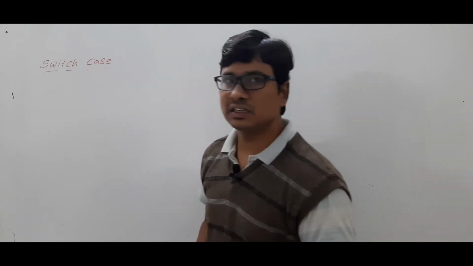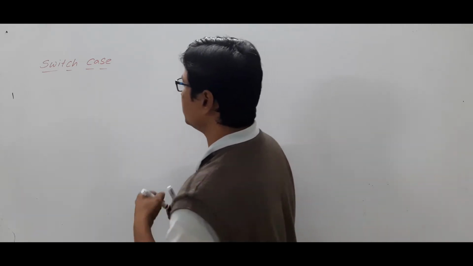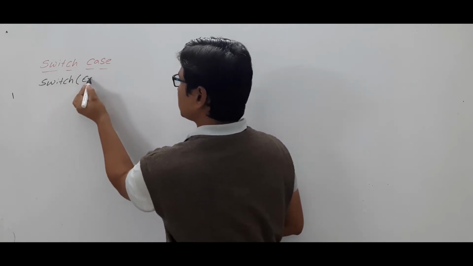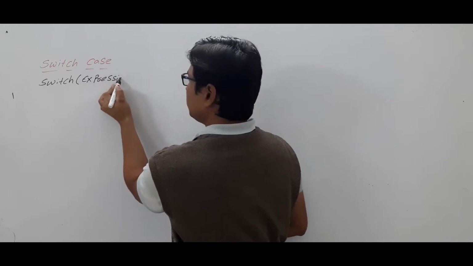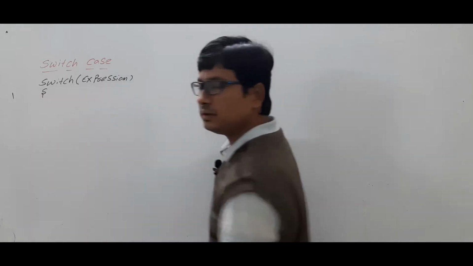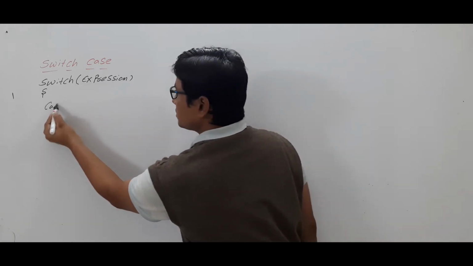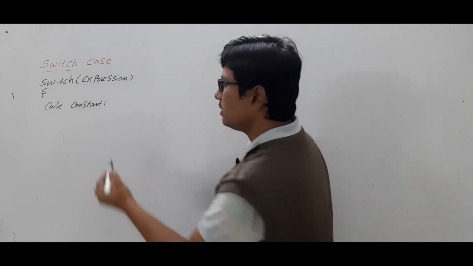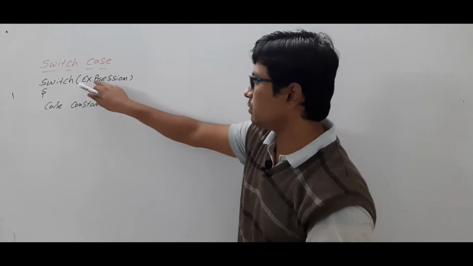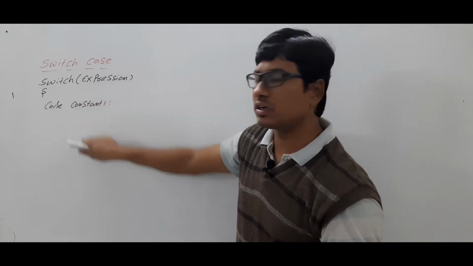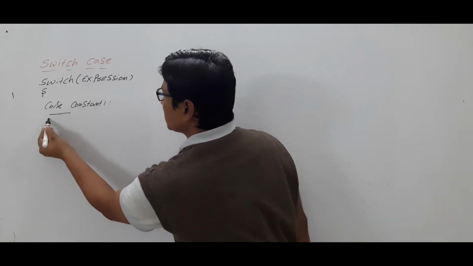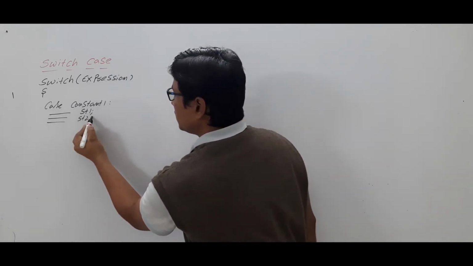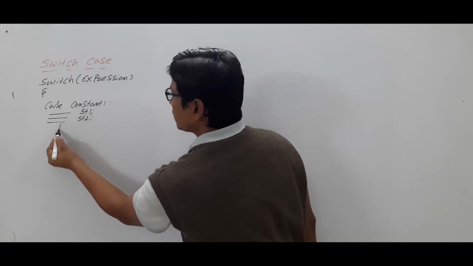Now let me write the syntax for the switch. Switch is a keyword and you will have an expression. Then you will have various cases. Case, some constant one will be there. Whatever the expression is, if it matches with constant one, then it will execute certain statements. Let me write statement 1, statement 2, and then you will use a statement called break.